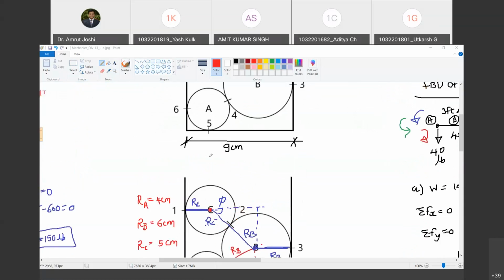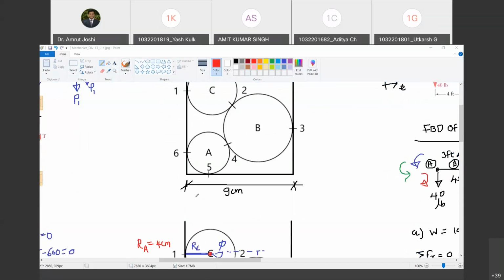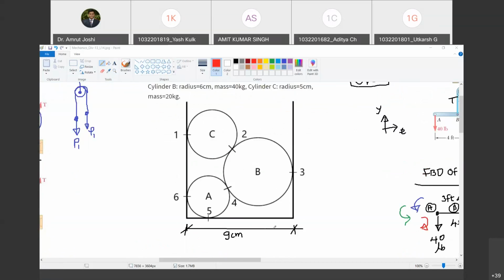So the masses and radii of all the spheres have been given, and this geometry is given. This data was missing in the problem, so I have incorporated that. This is 9 centimeter. So what are the points of contact? 1, 2, 3, 4, 5, and 6. These are the points of contact between the spheres and between a sphere and the wall. Are you with me? Yes.